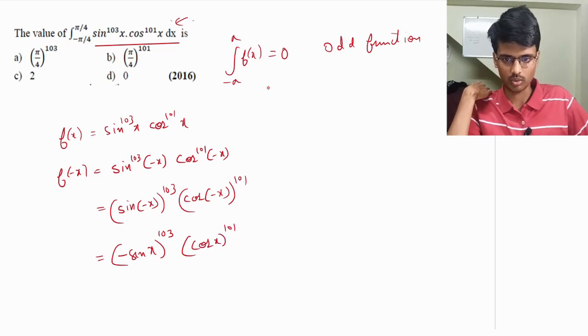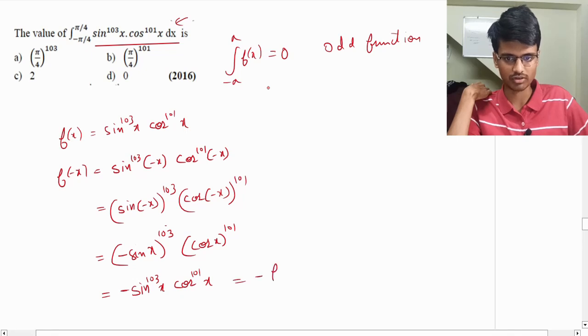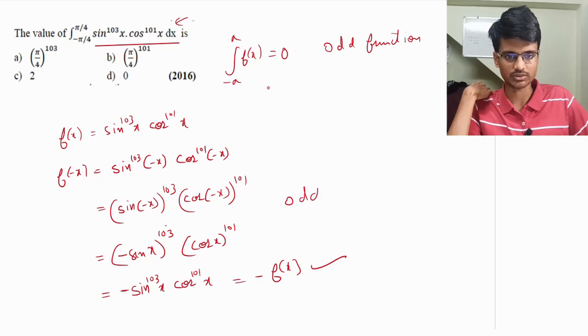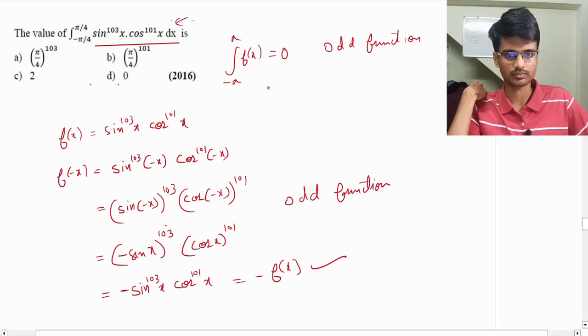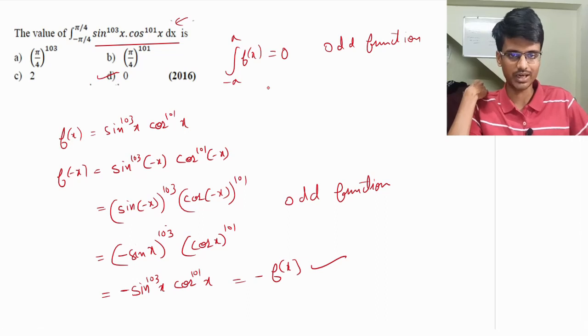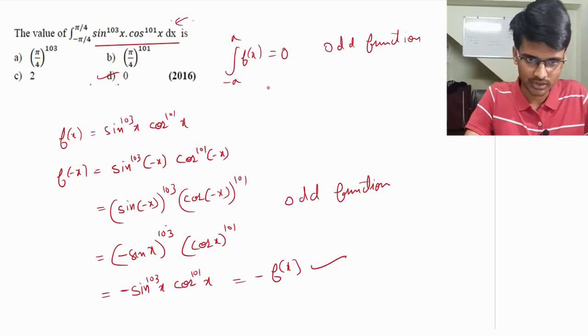So what do I get now? 103 is an odd number, so the minus will remain. So minus sine 103x cos of 101x. This is nothing but minus of f of x. This confirms that it is an odd function because f of minus x is equal to minus f of x. What happens to an odd function from minus a to plus a, from minus pi by 4 to pi by 4? It becomes 0. So we did a check and we applied the property. This is how you solve the question.